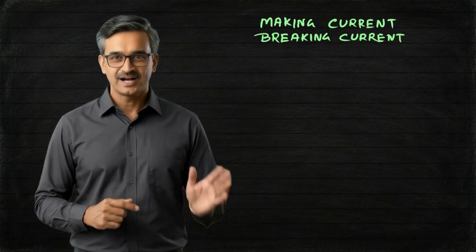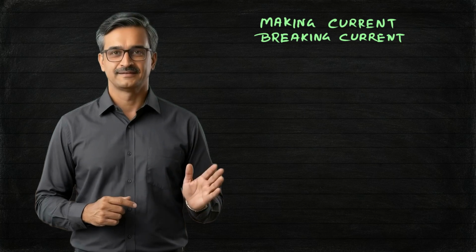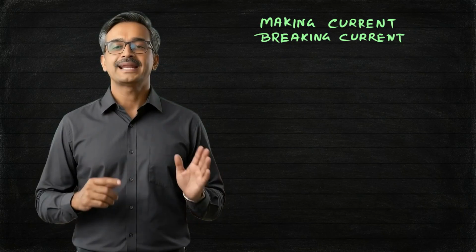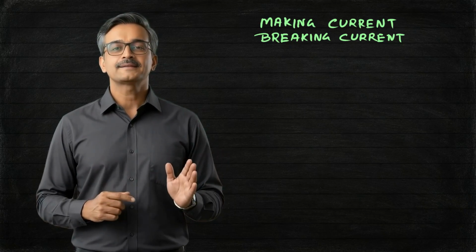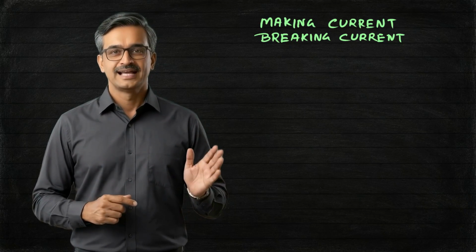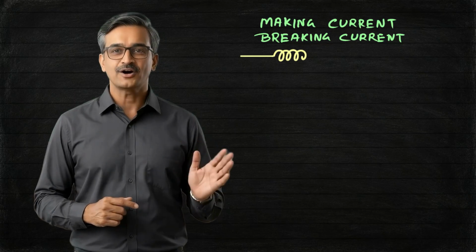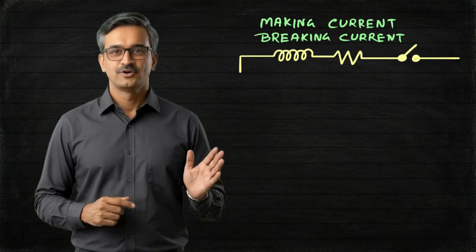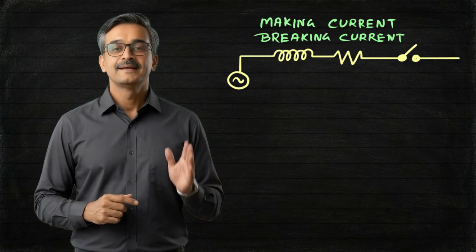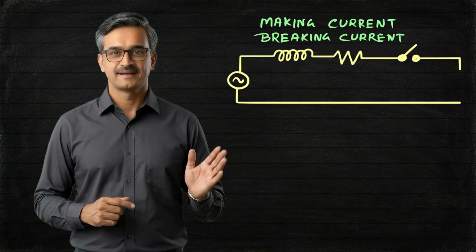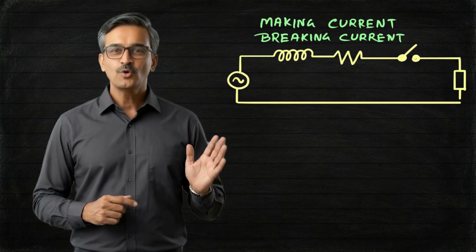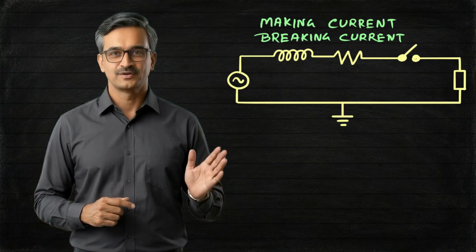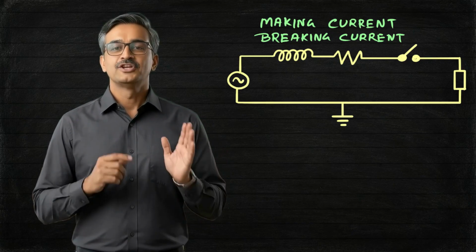What is the maximum current that can flow through that single phase? From this concept, we will gradually understand the actual meaning of making current and breaking current. Before that, let us draw an equivalent network of the system. This is the inductor, this is the resistance, and this is the circuit breaker contact. First, we will discuss the closing operation, that is, the making current. After that, we will discuss the opening operation, that is, the breaking current. The line current is now 0, and the circuit breaker is in the open position.